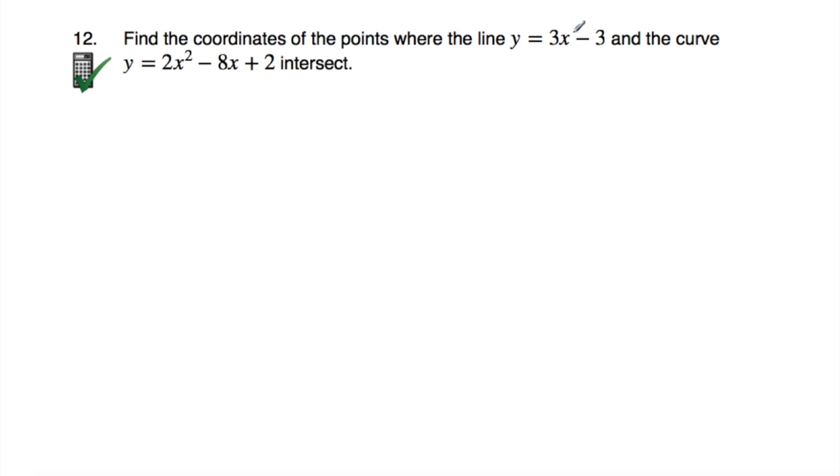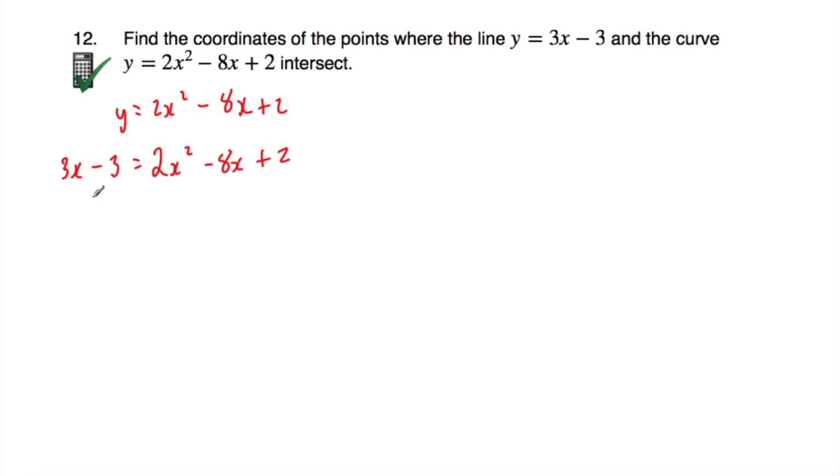So we've got y equals 3x minus 3 and y equals 2x squared minus 8x plus 2. So we want to make x or y the subject of the linear. Y is already the subject of the linear, so that's fantastic. Y equals 3x minus 3. So we're going to replace the y in the non-linear with 3x minus 3. So instead of writing y equals 2x squared minus 8x plus 2, we're going to replace this y with 3x minus 3 equals 2x squared minus 8x plus 2.